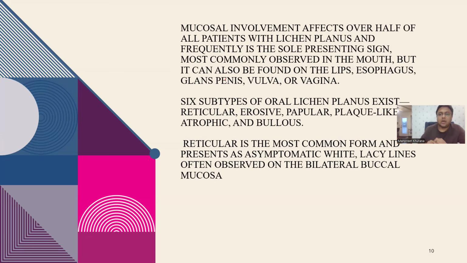Mucosal involvement affects over half of all patients with lichen planus and frequently is the sole presenting sign. Sometimes the mucosal involvement is the only presenting sign. It is most commonly observed in the mouth, but it can also be found in the lips, esophagus, glans penis, vulva, or vagina. Six subtypes have been found: reticular, erosive, papular, plaque-like, atrophic, and bullous. Reticular is the most common form, which we have seen in the picture. It presents as asymptomatic white lacy lines on the bilateral buccal mucosa. So that is the reason that lichen planus is most commonly found on the buccal mucosa.